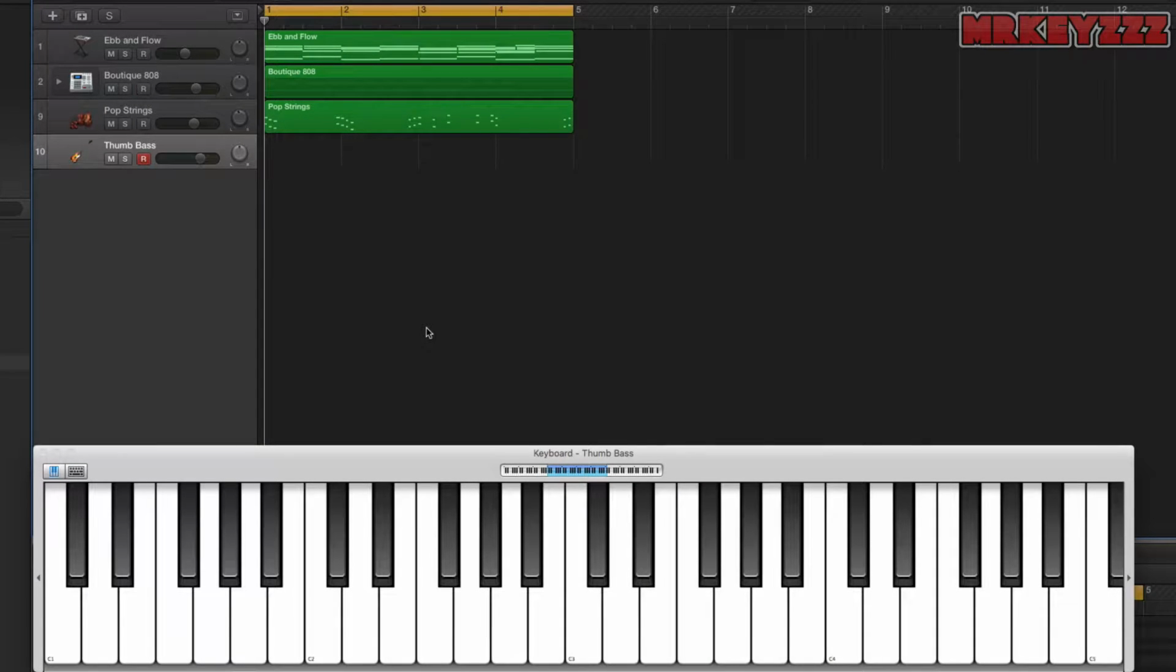Hey, it's Mr. Keys, and today we're going to talk about using neighbor tones. Neighbor tones are notes that are next to a chord's root note. We need to review a couple of things so that this makes sense.